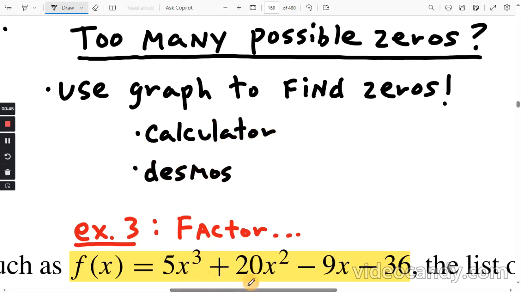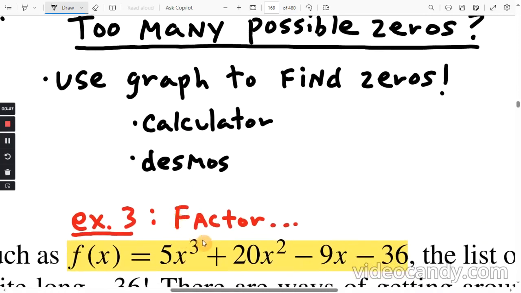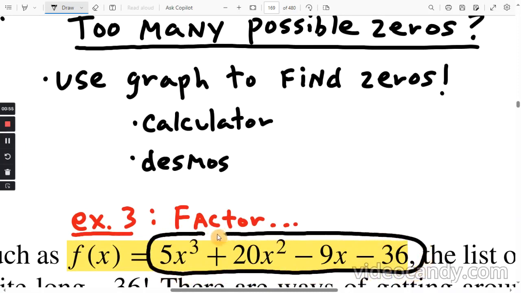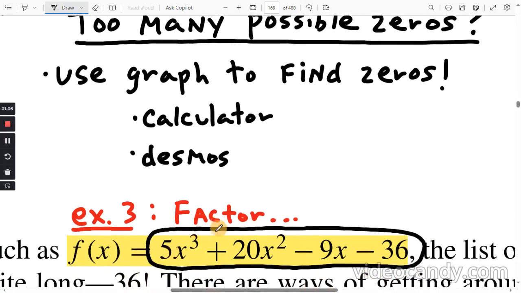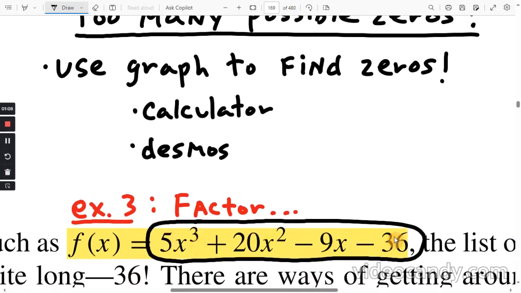So what I'm going to do is I'm going to plug this into Desmos. This is y equals 5x to the third plus 20x squared minus 9x minus 36. All right, remember the f of x, that's the same as y equals. So let's go to the website and we're going to plug in this right here.